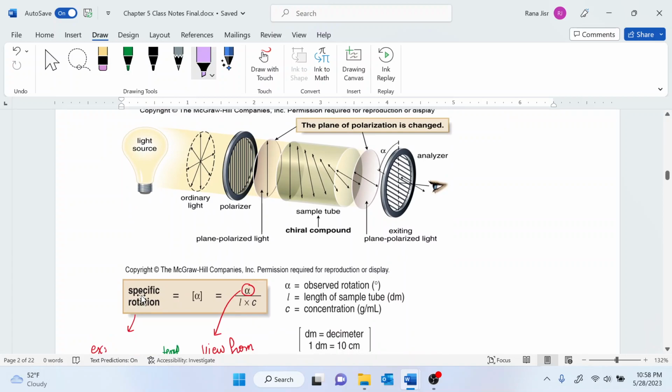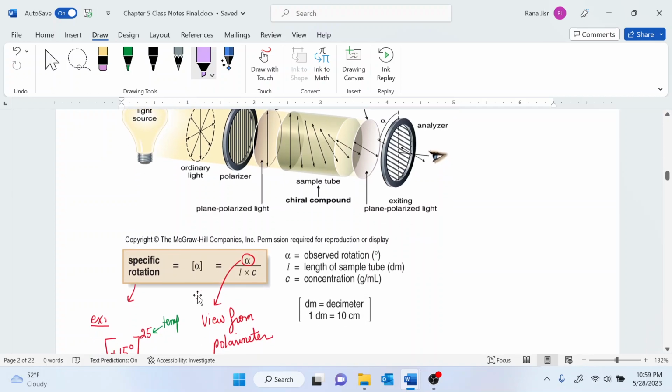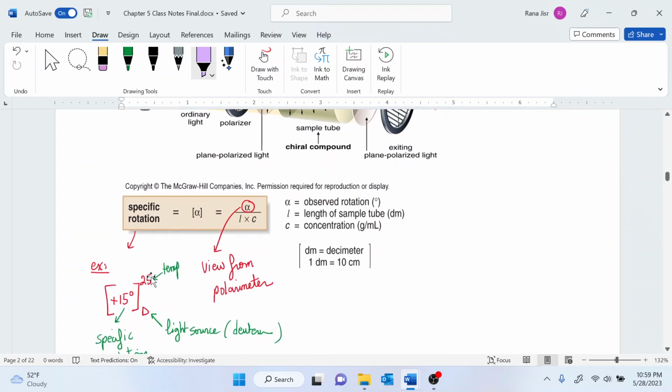The polarimeter measures the specific rotation. To measure the specific rotation, you would need the value of alpha, which is the rotation of the plane of polarized light, called the observed rotation that you read from the instrument. Then you would have the length of the sample tube. The units are in decimeter, and you would have the concentration of your sample in the tube. You can put liquid samples in there, and you can put solid samples as well. And with those, you're going to go ahead and calculate the specific rotation.